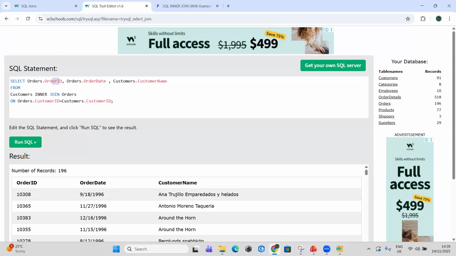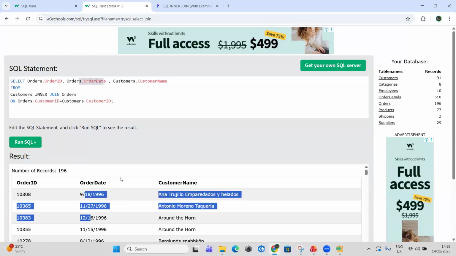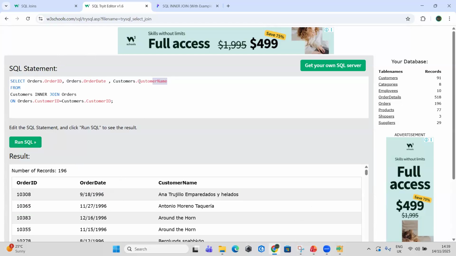The order ID is here. The order date is here, and then the customer name. Then I have the customer name here. So what I'm doing is selecting what I want from a virtual table that I created by joining two tables. From that, I'm selecting these three. Customers order, customer ID, customers ID, yes.